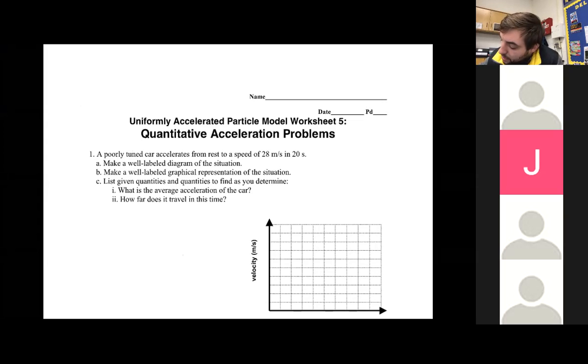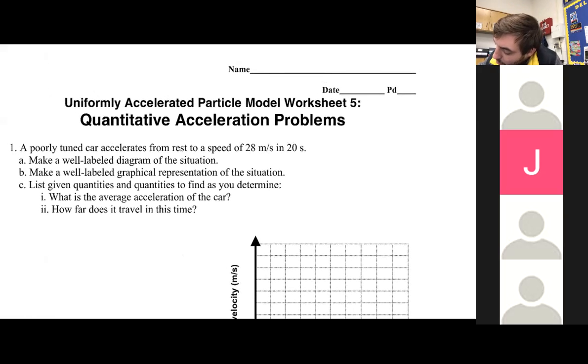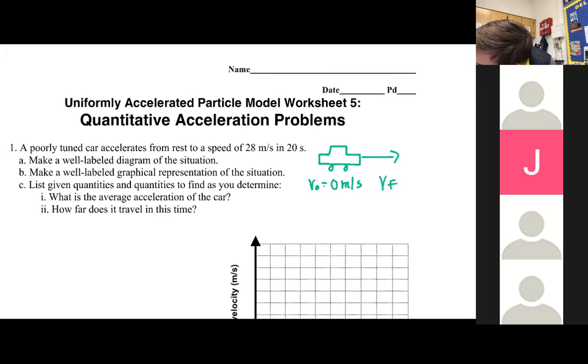So A says make a well-labeled diagram of the situation. A car accelerates from rest to a speed of 28 meters per second. And I'll just draw something with some labels here, and we can start our given section down here.